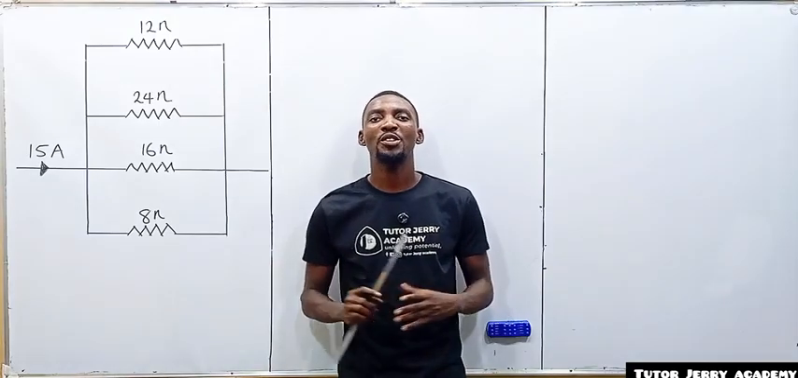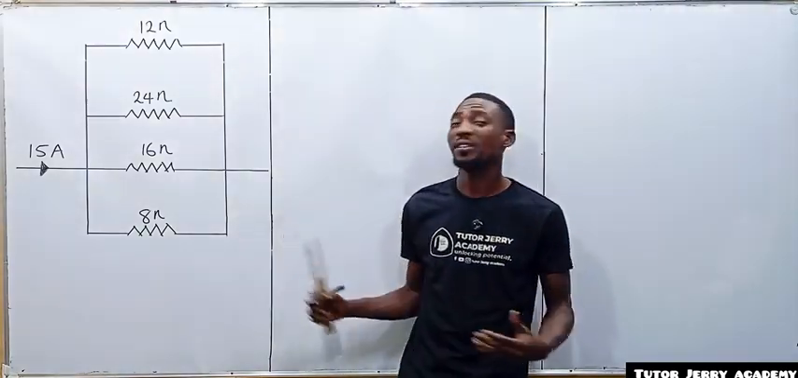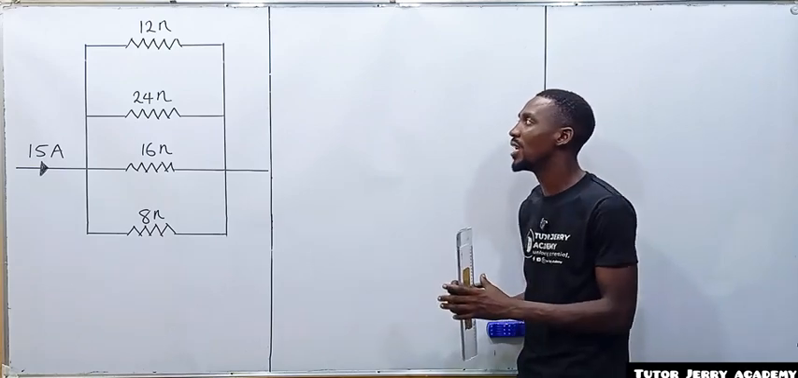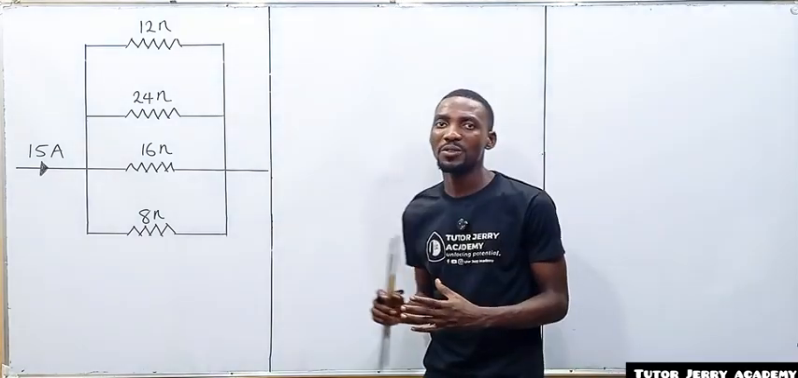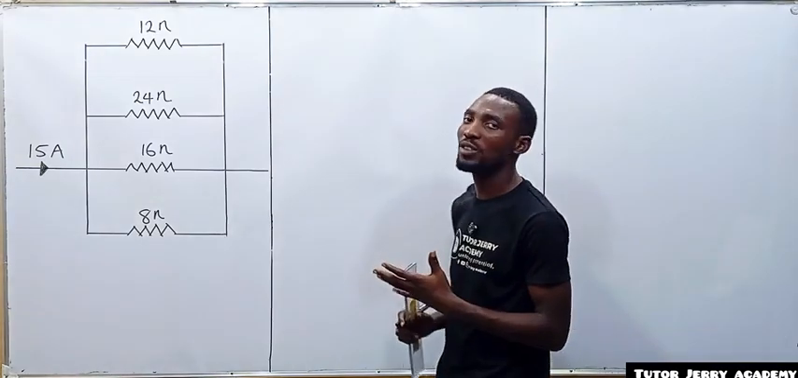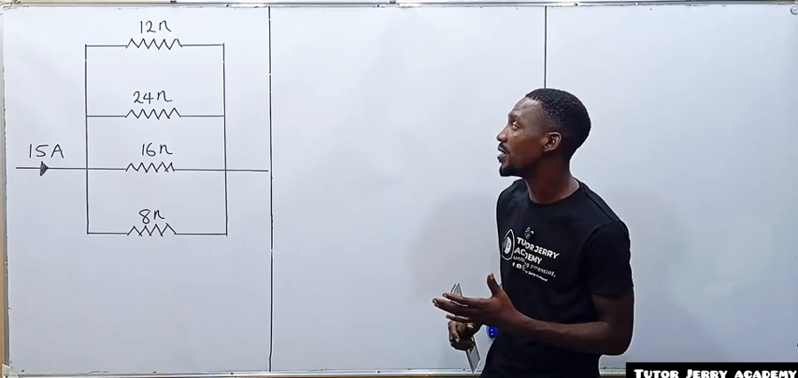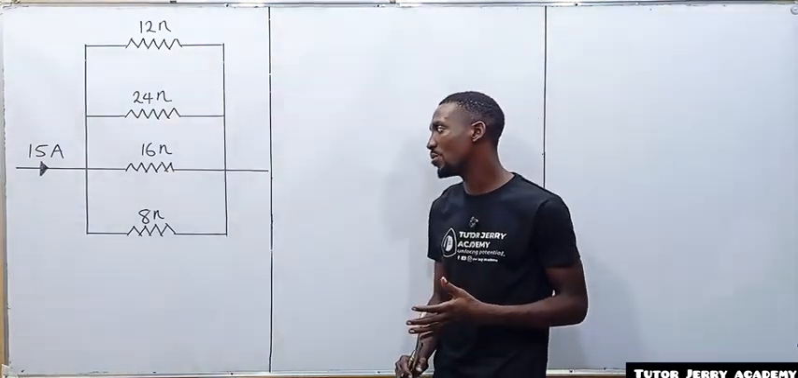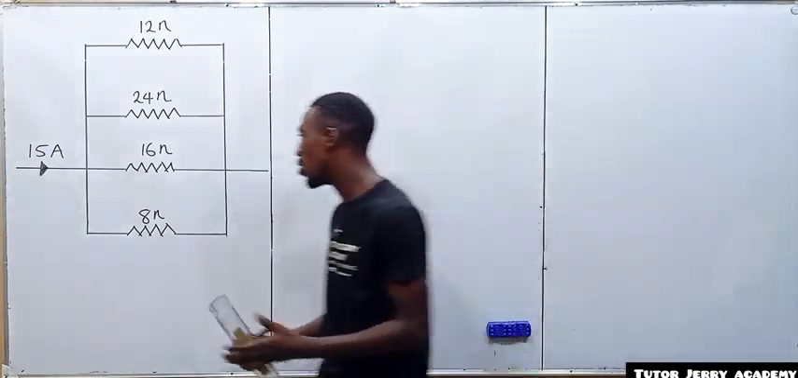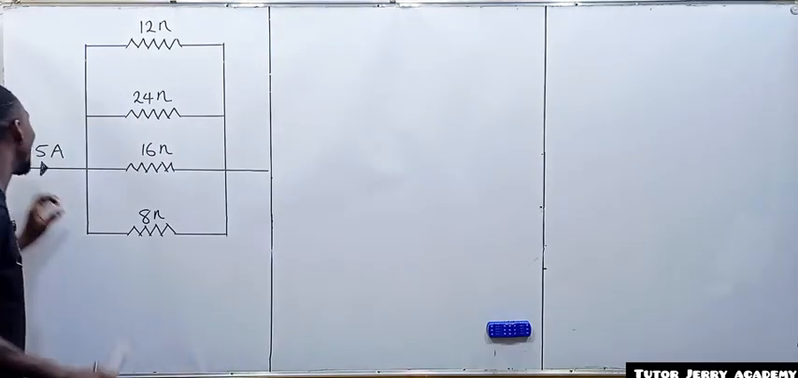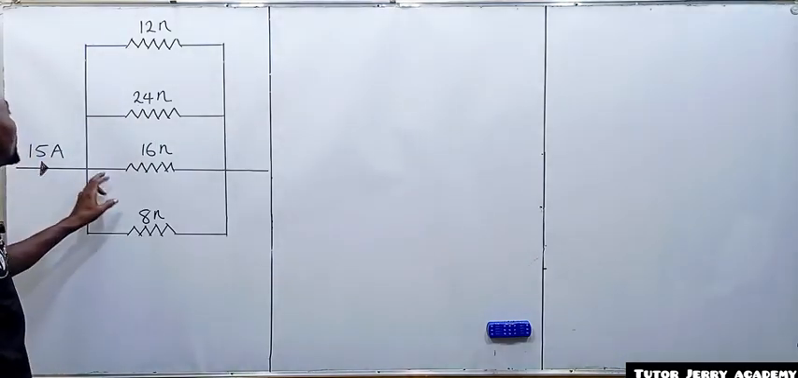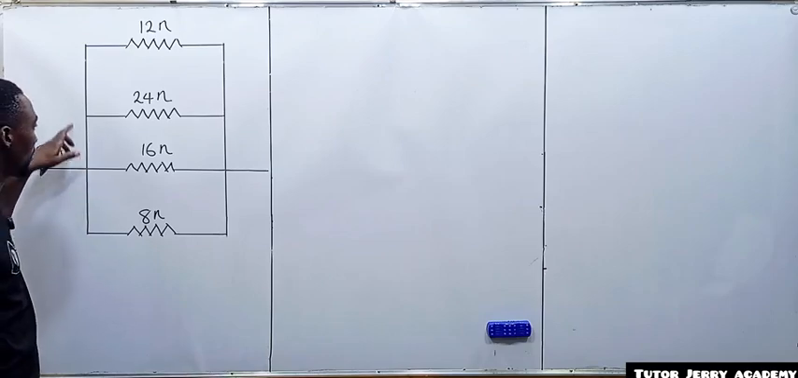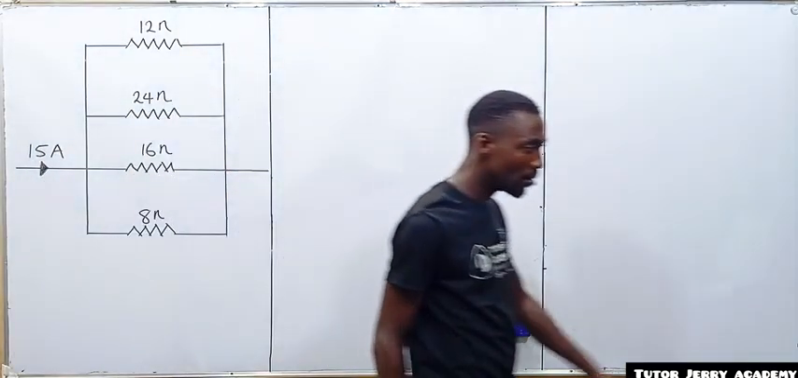All right, we are going to be solving another interesting question on circuit analysis. If you look at the above diagram, we are going to be finding the current across the 12 ohms resistor, the 24 ohms resistor, the 16 ohms resistor, and the 8 ohms resistor. By the time this 15 ampere enters into this node, it gets split, right? I think I made a mistake here.